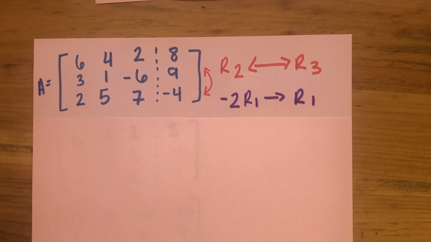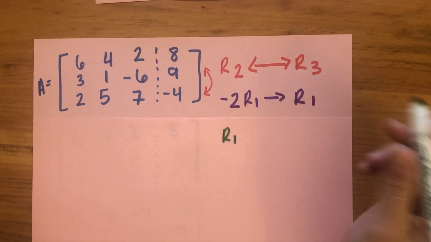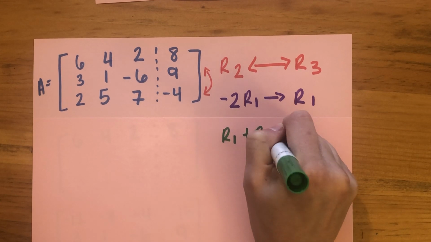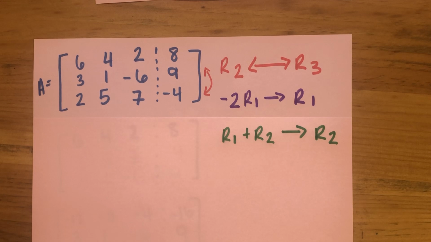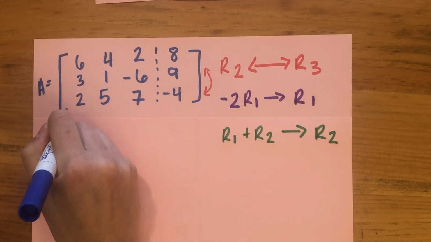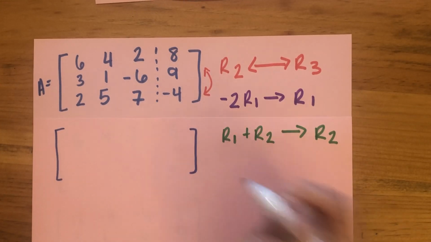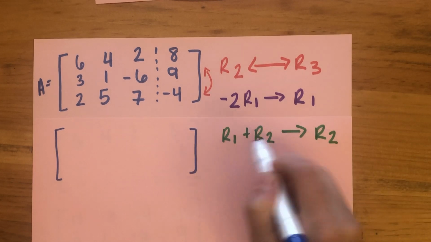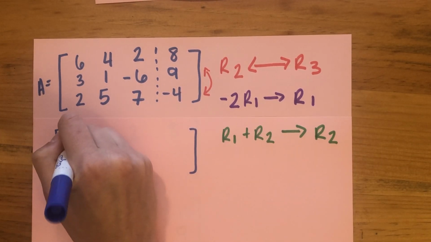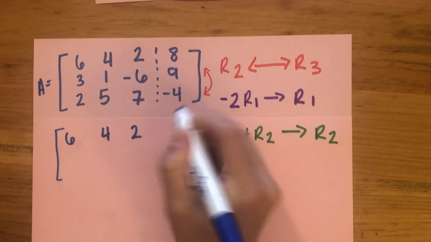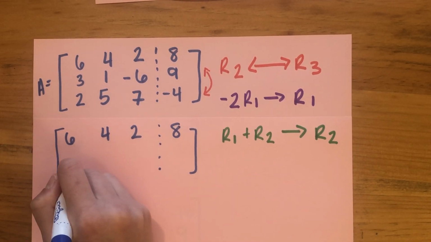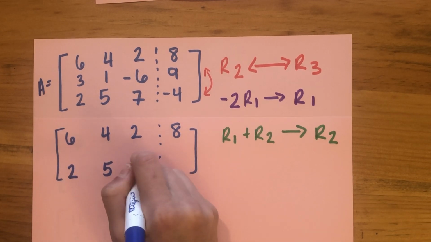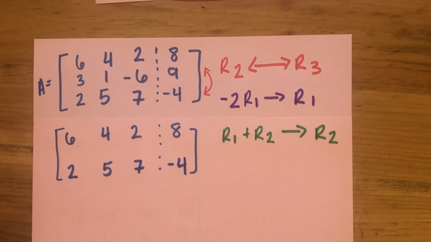We can keep going. So let's say we want to add. Let's say we want to do row 1 plus row 2, and we're going to keep it in row 2. Well, row 1 is actually staying the same because all of this is going into row 2. So I can rewrite 6, 4, 2, 8. Row 3 is staying the same, so we're going to do 2, 5, 7, -4.